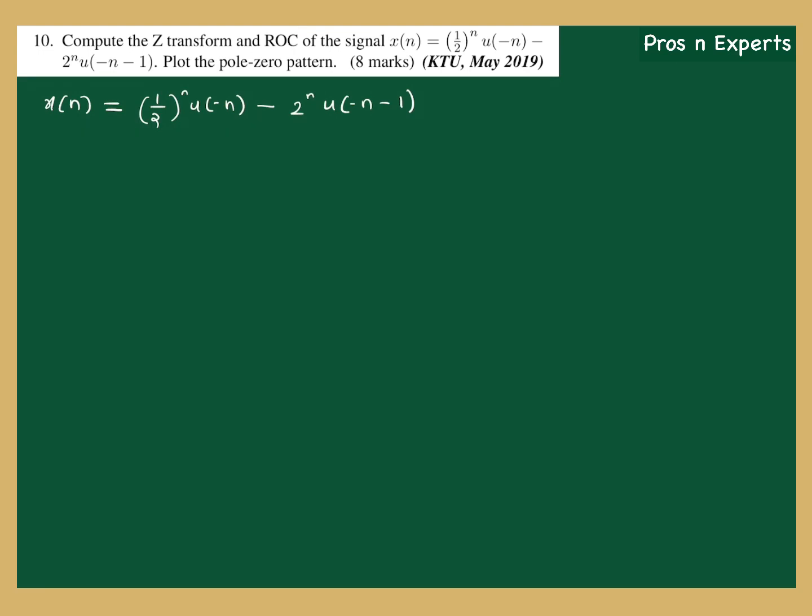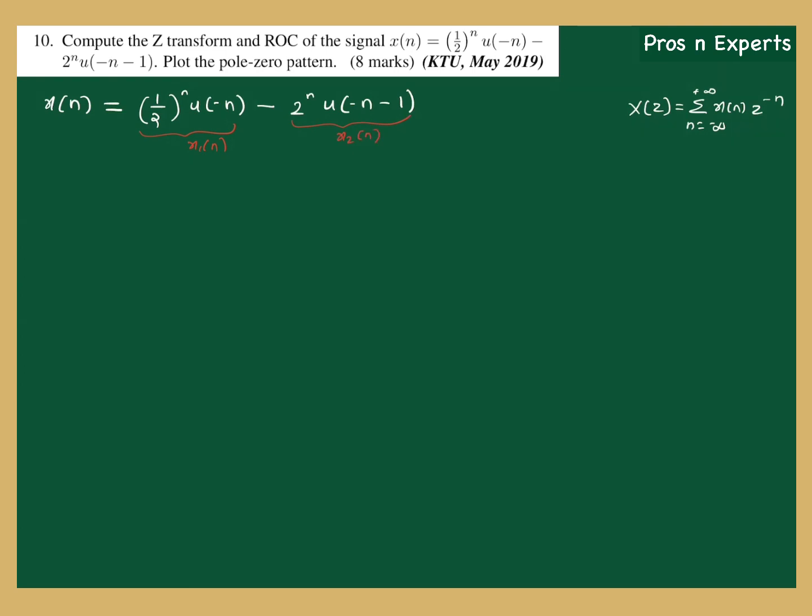You can apply directly the definition of Z transform. Here application of properties is a bit confusing or a bit hard. So let me move on to taking the definition of Z transform. So what is the definition of Z transform? X of z is equal to sigma n equal to minus infinity to plus infinity x of n z raised to minus n. Okay, so I'm taking this signal known as x1 of n, and this signal known as x2 of n.